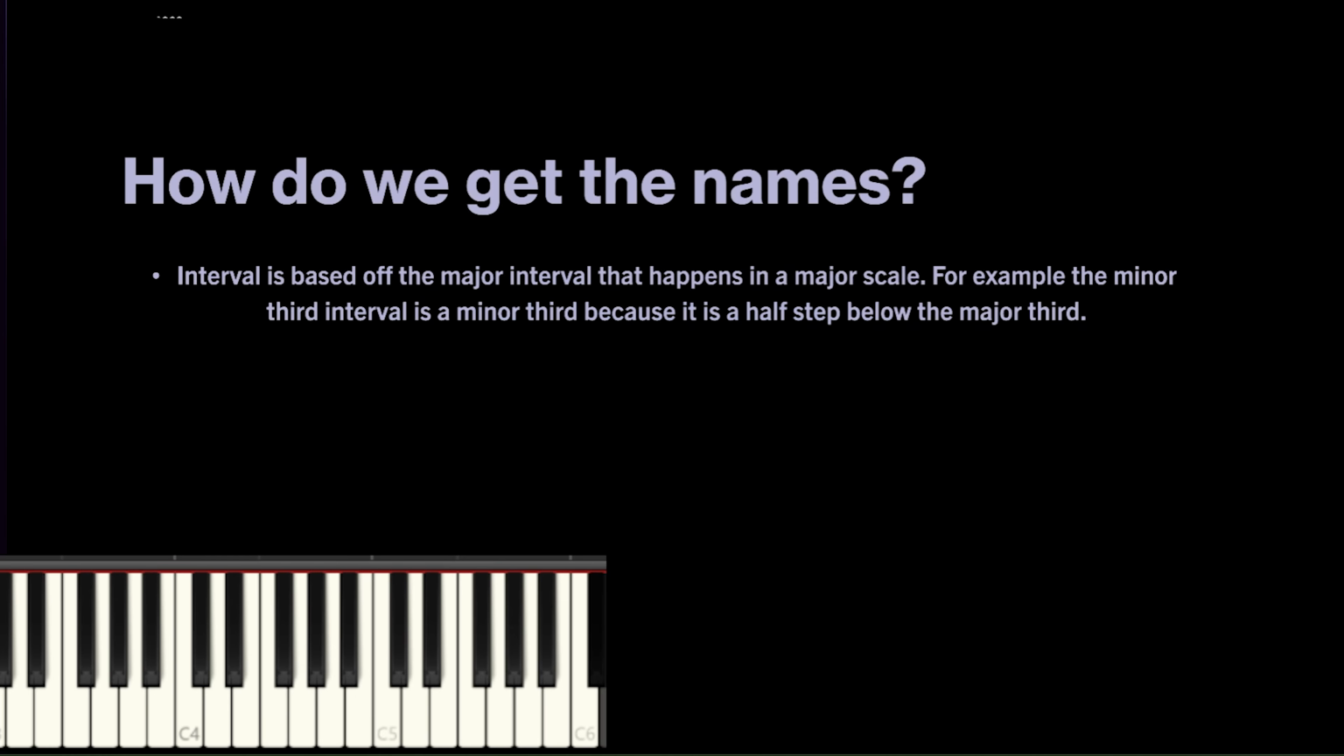Okay, so how do we get the name? The interval is based off the major interval that happens in the major scale. For example, the minor third interval is a minor third because it's a half step below the major third. The way this is worded is a little bit confusing. All you need to know is that we base everything off the major scale. So the major scale goes major second, major third, perfect fourth, perfect fifth, etc.